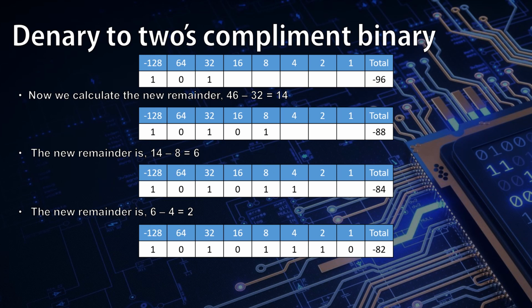And you can check this because minus 128 plus 32 is minus 96, plus another 8 is minus 88, plus 4 is minus 84, plus another 2 is minus 82. So we do come to the right number.